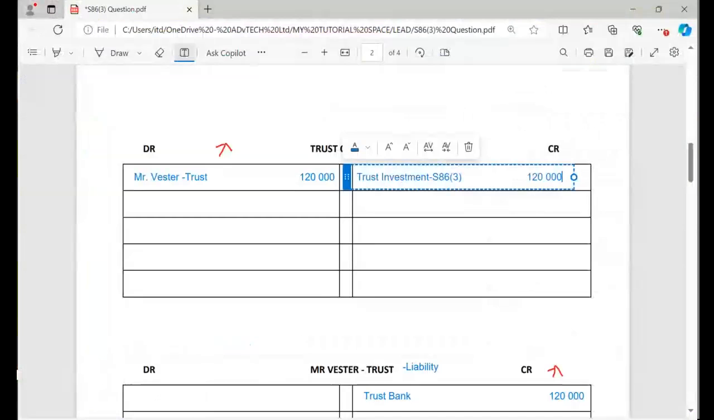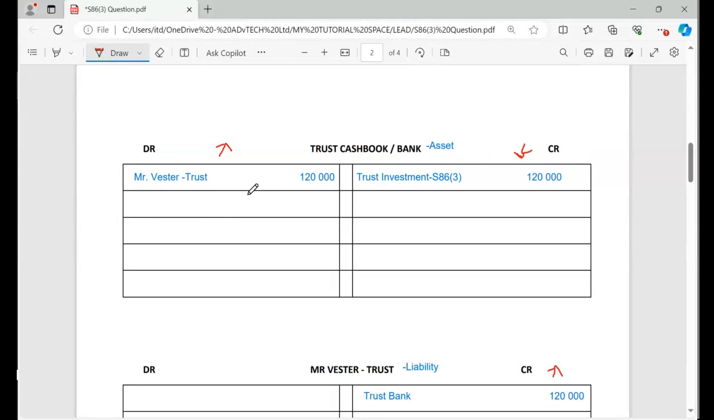So I've invested the money. So again here, I've invested. Can you see now? I invested in terms of section 86.3. So it means I took this money out. So that's why here you can see, because it's an asset, it is going down. Okay, it's going down.